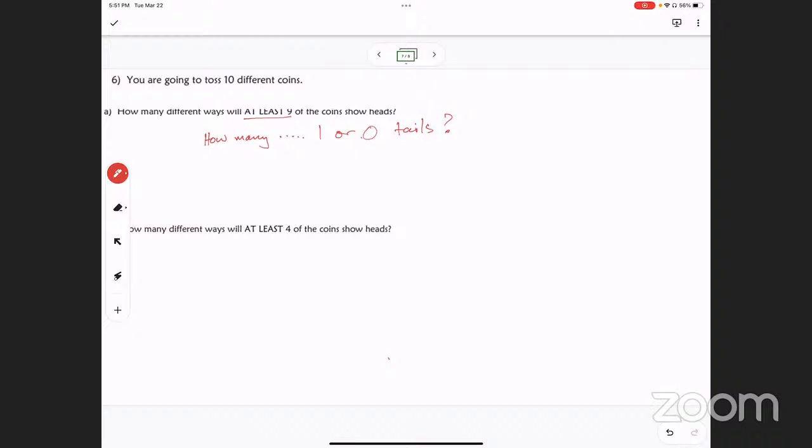Think about what that would be. I think it's going to be 10. It's going to be 10 choose 1 plus 10 choose 0.